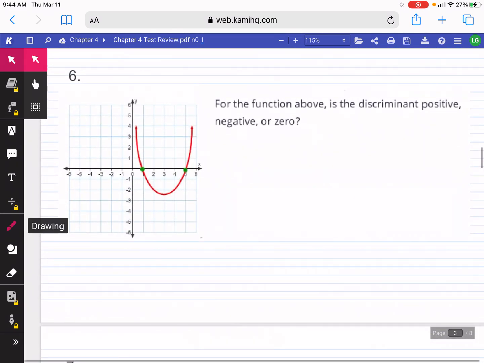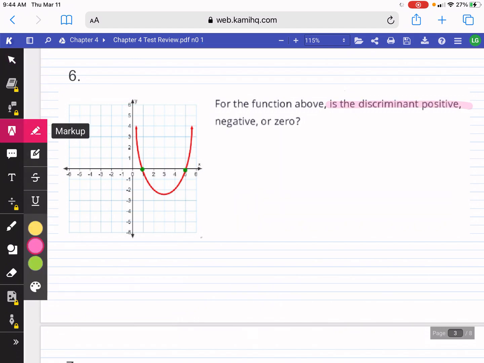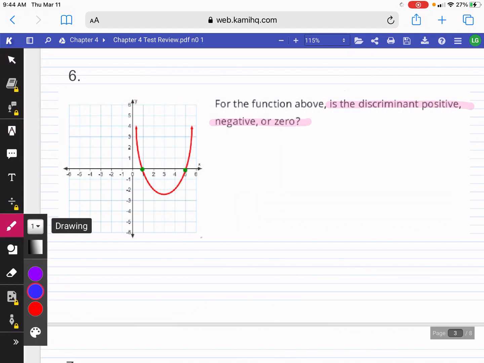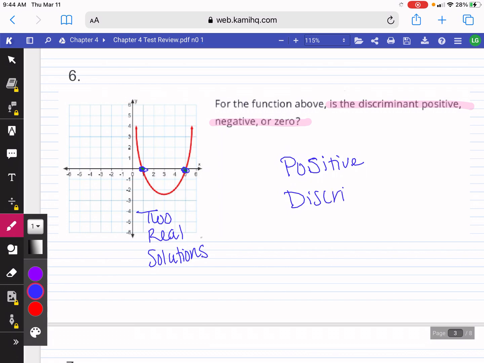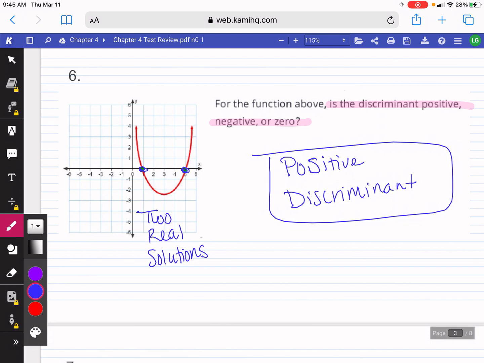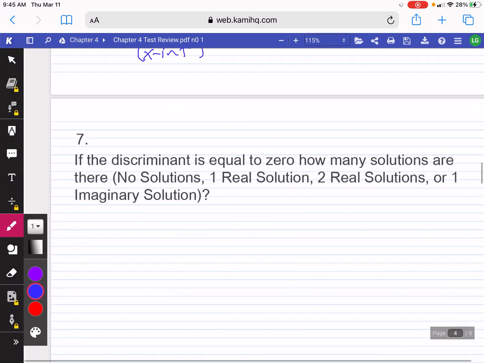In this next problem, it says for this function, is the discriminant positive, negative, or 0? So let's go ahead and look at this graph. This graph has 2 real solutions. Remember, we learned if there's 2 real solutions, it's because our discriminant is positive. And remember, your solutions are your x-intercepts.